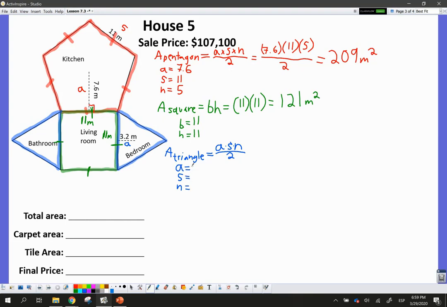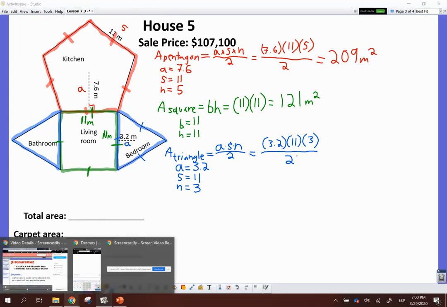So we're going to find the apothem first, which we know is 3.2. So we'll write that in here. We need to find the side length, and we know that because that's 11. And the number of sides. A triangle, we have 3 sides. So here n is 3. Now we plug that into our formula. We have parentheses 3.2, and again parentheses because I'm going to be multiplying these, times 11 times 3 divided by 2.